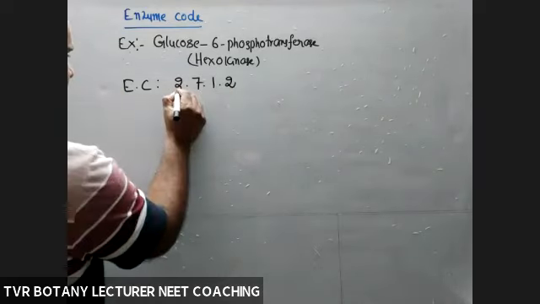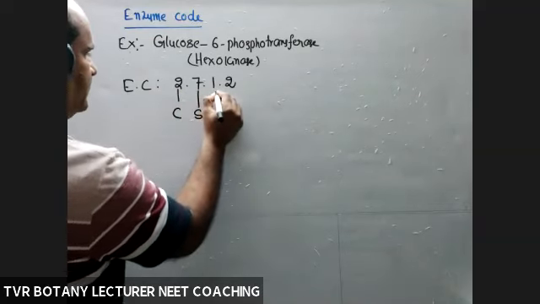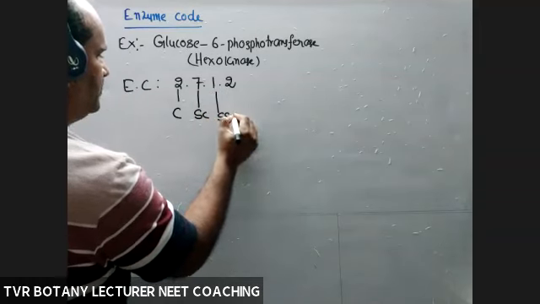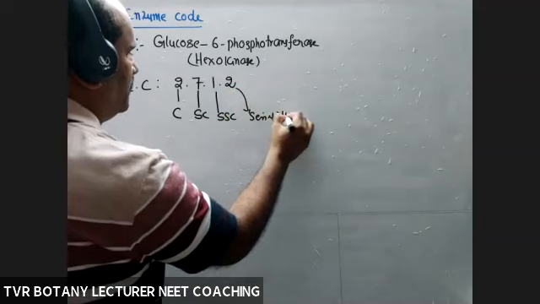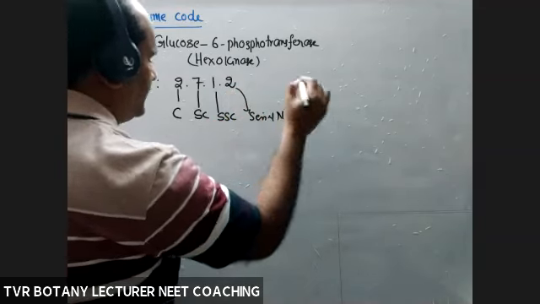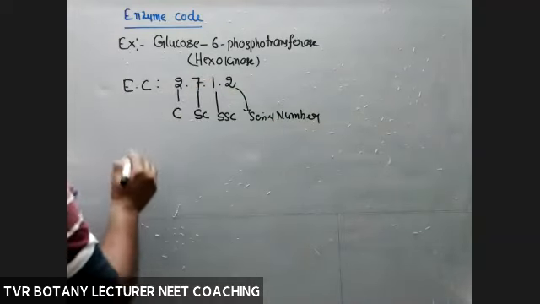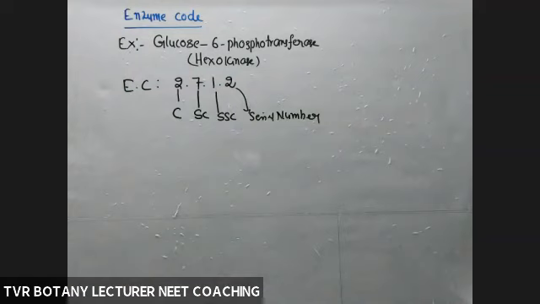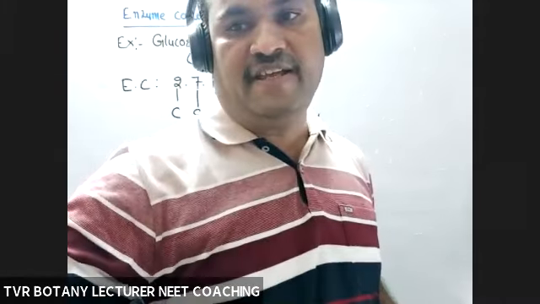First digit, class name. Second one, subclass. Third one, subclass. And this one, the serial number of that enzyme in that class. So how many digits? 1, 2, 3, 4. A 4-digit enzyme code. So that is about the enzyme code. So that is about classification of enzymes and enzyme code.